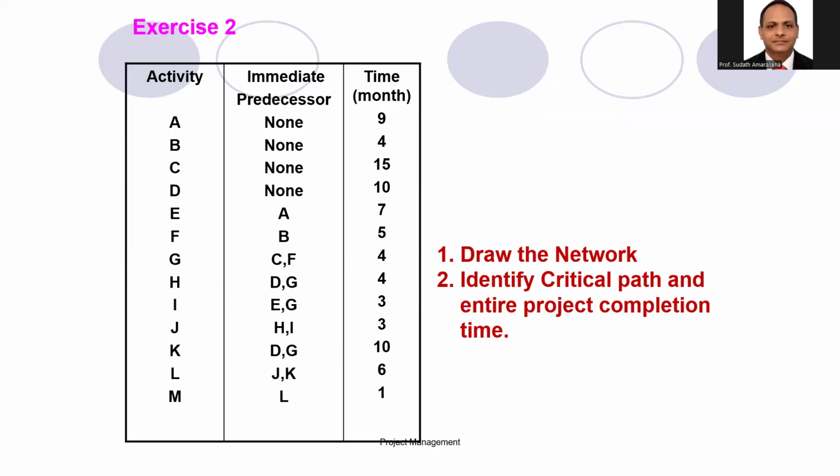That is the example. The question asks: draw the network diagram, identify the critical path and the entire project completion time. First draw the network diagram using the same format for the events. Don't use the longest path method now. Just straightforwardly calculate the earliest starting time and latest completion time, and try to find the critical path, the critical activities and non-critical activities, and the entire project completion time.